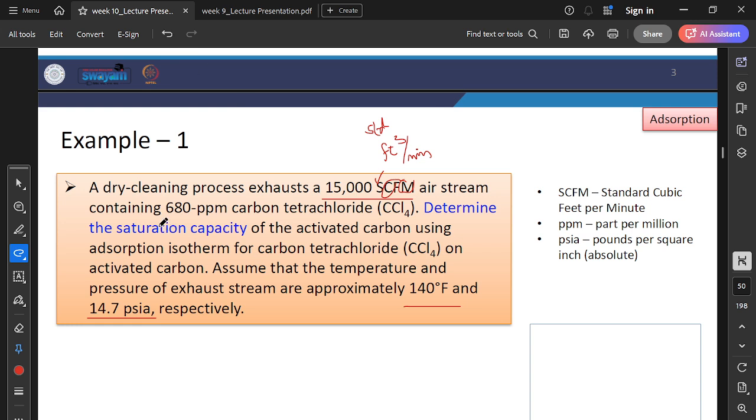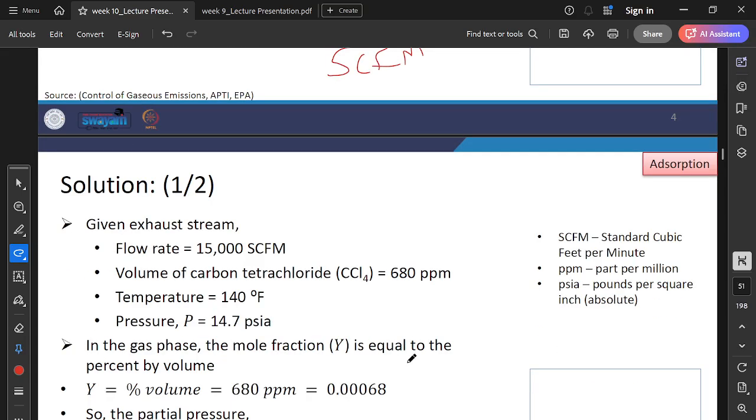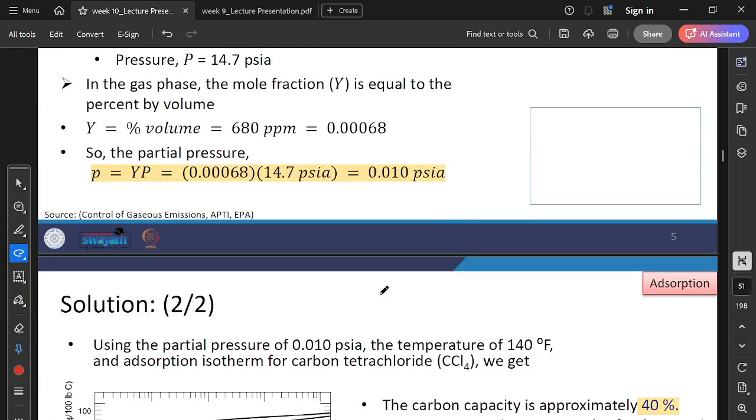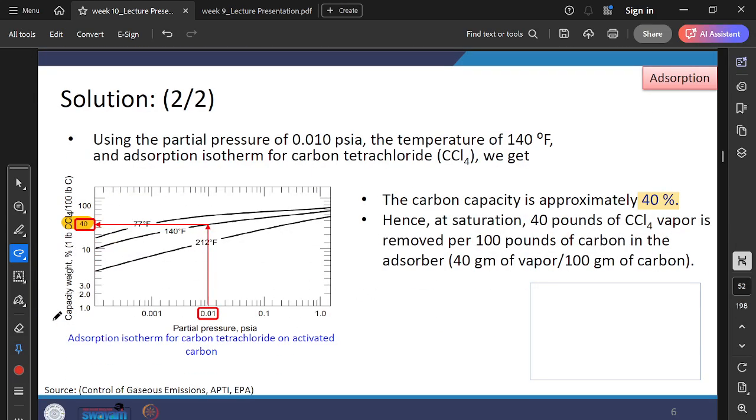So we are working on the adsorption principle and they have given the dry cleaning exhaust, concentration of the carbon tetrachloride and the flow rate in feet cube per minute, that is at standard pressure and temperature. And they have given the temperature and pressure, that is the actual temperature and pressure. So that is the ACFM and SCFM, standard feet cube per minute and the actual feet cube per minute. So we need to find the saturation capacity. So what is the formula for saturation capacity? So this is the saturation capacity.